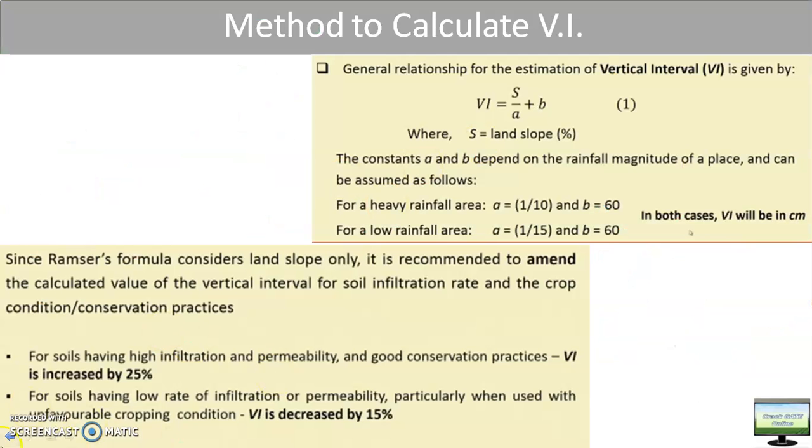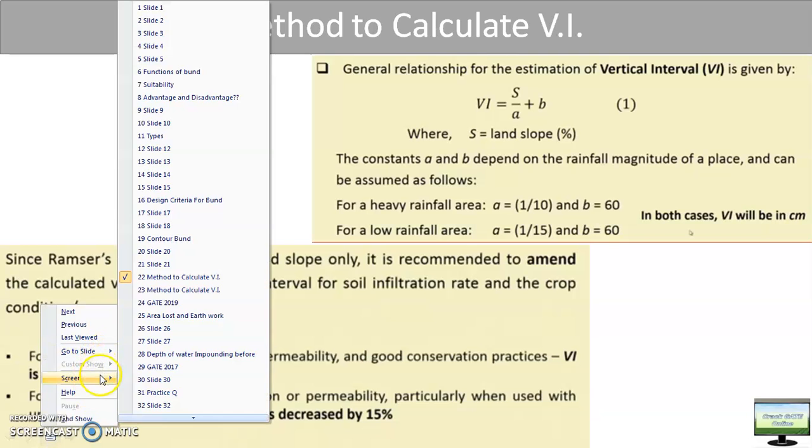Now we are going to discuss one important parameter, that is the vertical interval. How will you calculate the vertical interval? Let me explain in some detail. There are three conditions where you can calculate the horizontal interval.